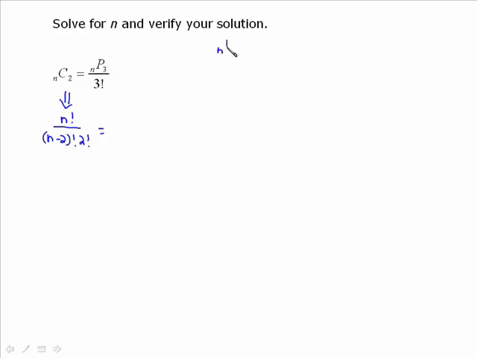Don't forget, or if you do forget, look it up. N pick r is equal to n factorial over n minus r factorial. So n pick 3 becomes n factorial over n minus 3 factorial. And then this is all over 3 factorial. Now that 2 factorial and the 3 factorial can be cleaned up at any point.